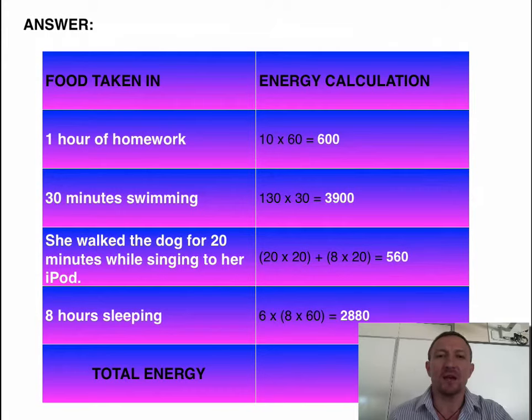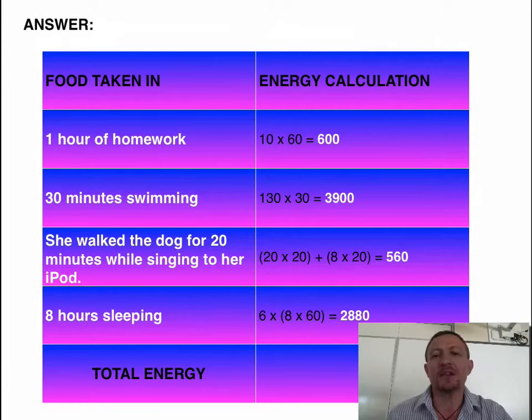Now this one here, where she walked the dog, we have to take into account the fact that while she was walking the dog, she was also singing, which is going to use extra energy. So what we've got here is 20 minutes of walking. Now walking is 20 kilojoules of energy. She did it for 20 minutes, so in brackets you can see we've got 20 times 20. Then she also added to that the fact that she was singing. That used 8 kilojoules of energy, and she did that for 20 minutes.